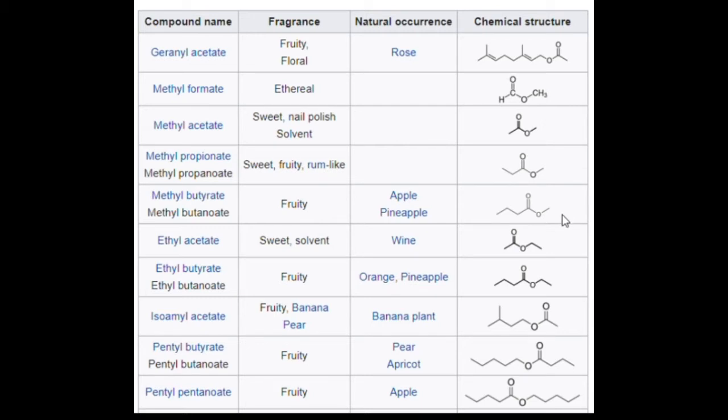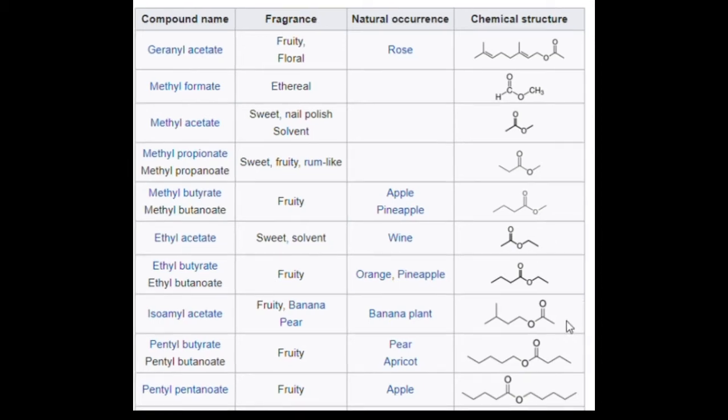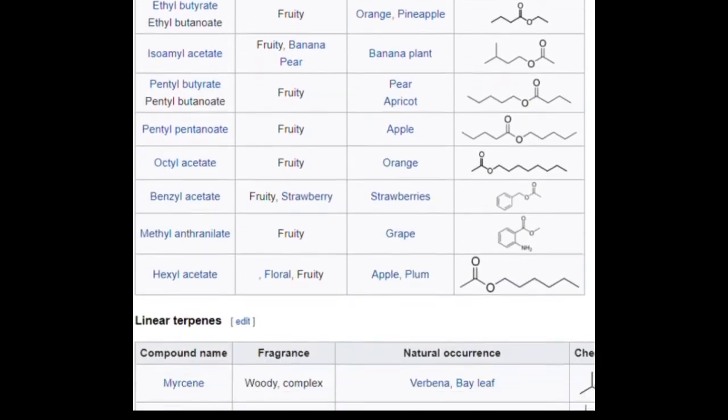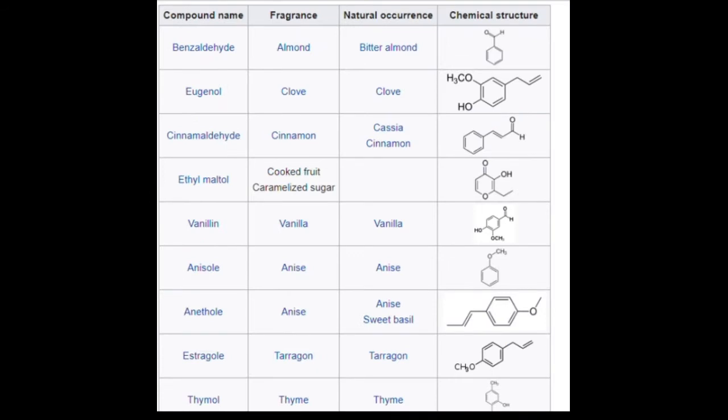Now, an apple or a pineapple has a compound that looks like this. It's called methyl butyrate. This is a fruity smell. Wine has ethyl acetate. Banana, we're going to see that. A pear, an apple. So those are all very similar. So let's look at a non-fruity.